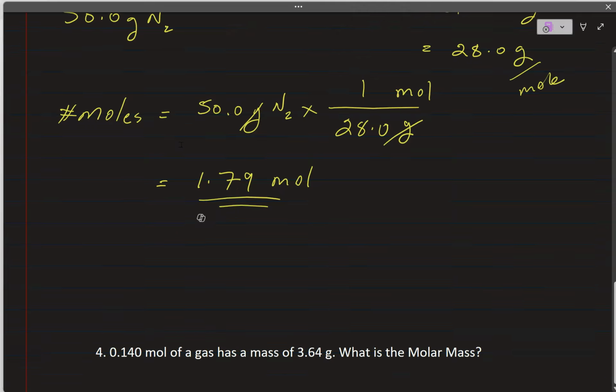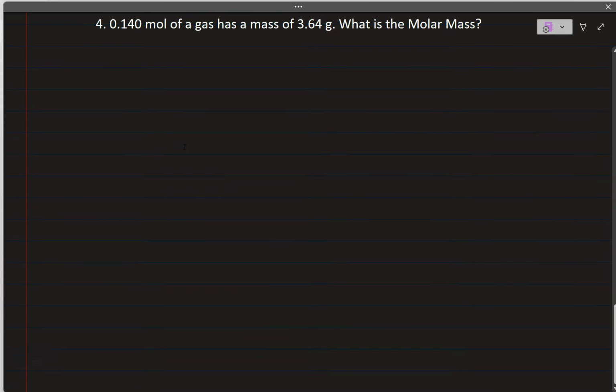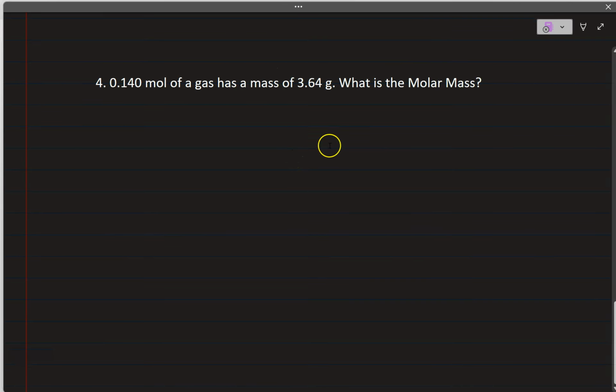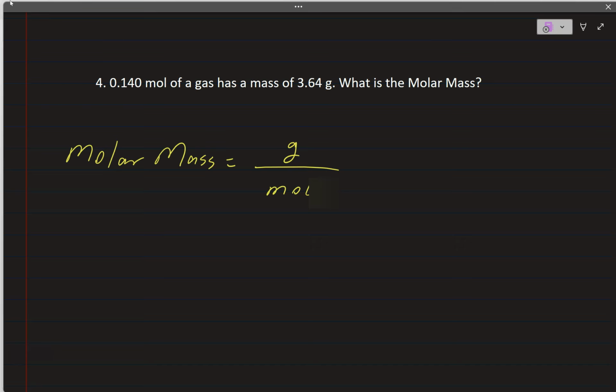Okay, let's do another one. Here is another one. We have 0.140 mole of a gas, whatever the gas is, this is probably something else, has a mass of 3.64 gram. We want to know what is the molar mass of that gas. What we do know is that the molar mass calculation is gram per mole, right? So we know that is true. So if that is it, well, we have the mole here. Actually, we have the mass. By the way, this is mass over the mole.